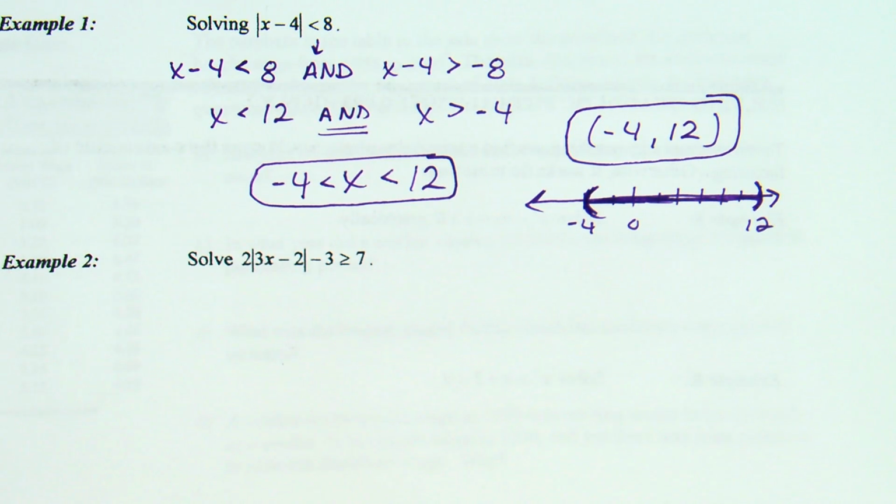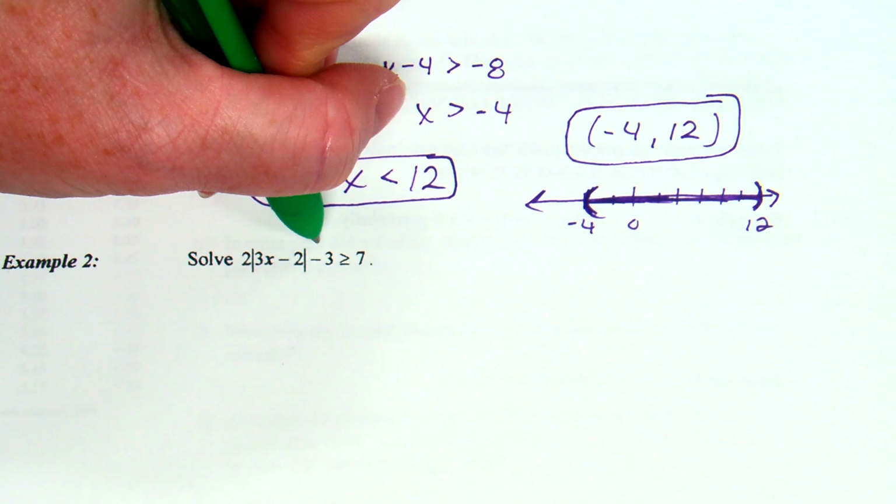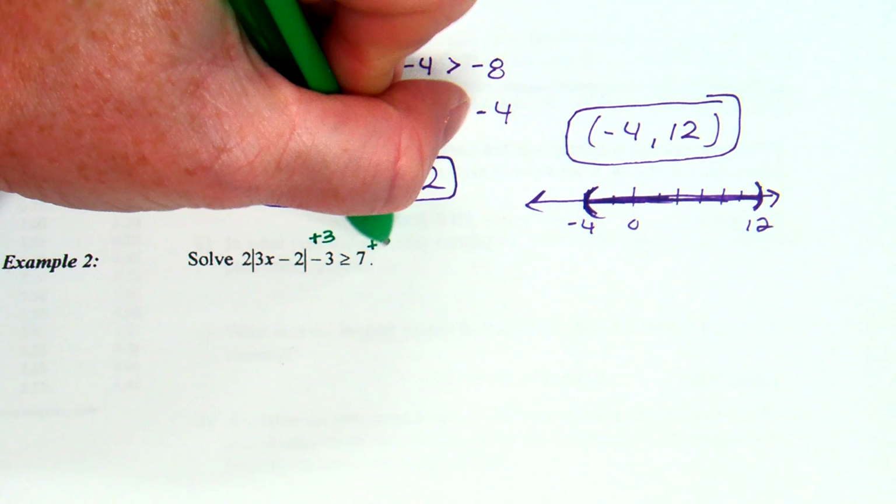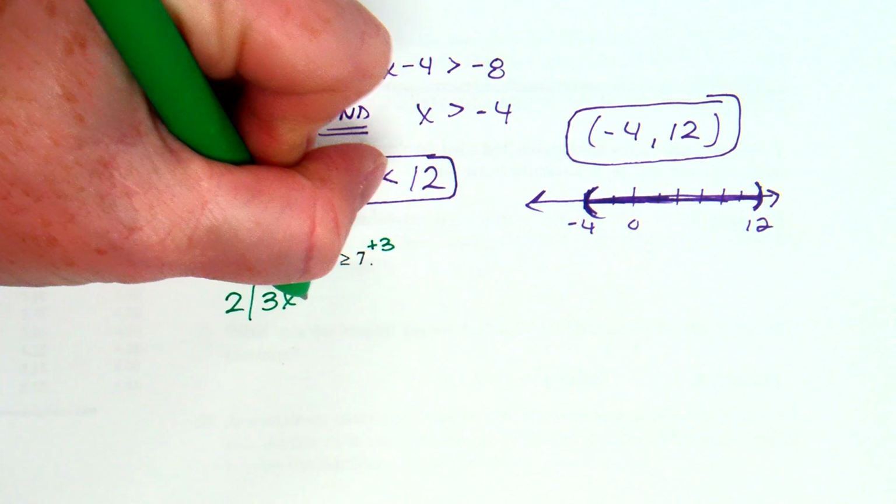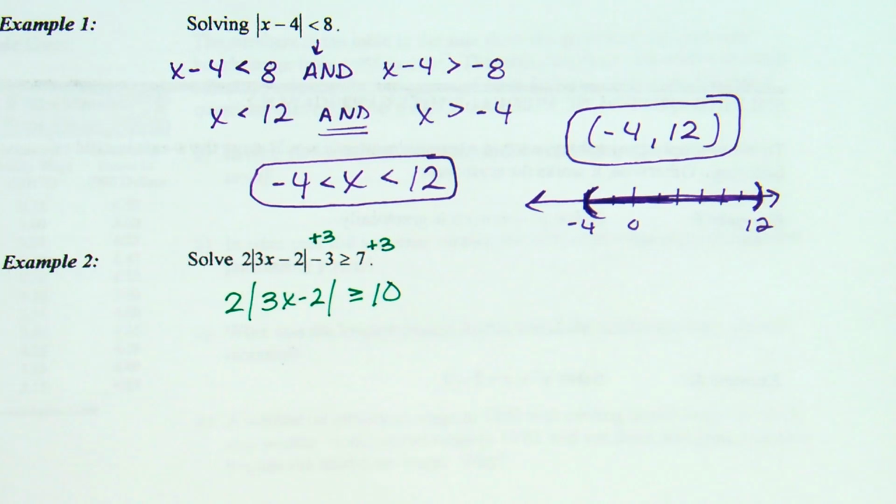That's the beginner mistake, right? We're going to get it by itself before we set up our two inequalities. So, if it's 2 times its absolute value minus 3, how do I get the absolute value by itself? How do I move a minus 3? We're going to add 3. So 2 times the absolute value of 3x minus 2 is greater than or equal to 10.